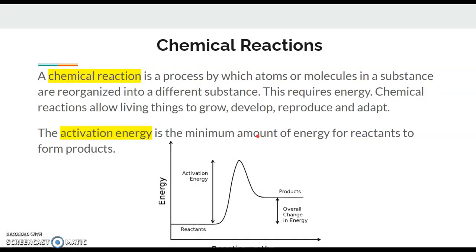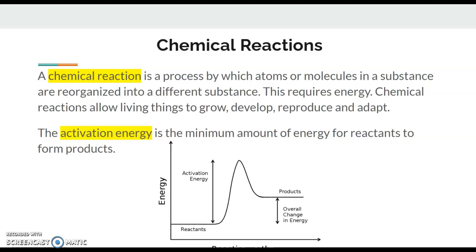All right. A chemical reaction is a process by which atoms or molecules in a substance are reorganized into a different substance. All right. This requires energy. Chemical reactions allow living things to grow, develop, reproduce, and adapt. All right. The activation energy is the minimum amount of energy needed for the reactants to form products.